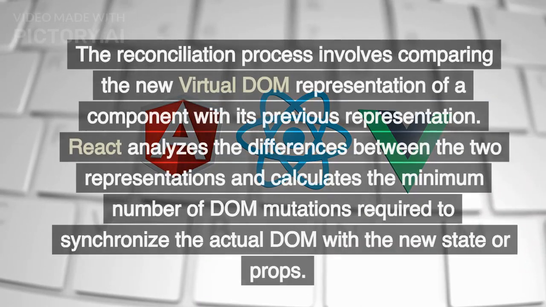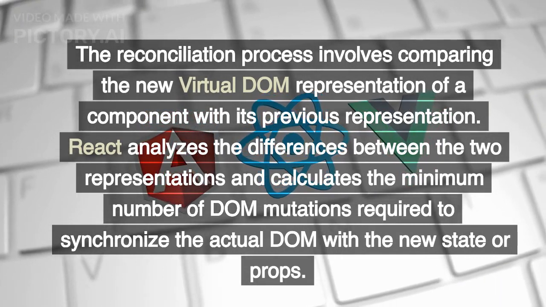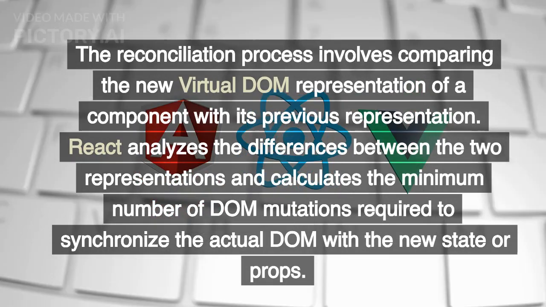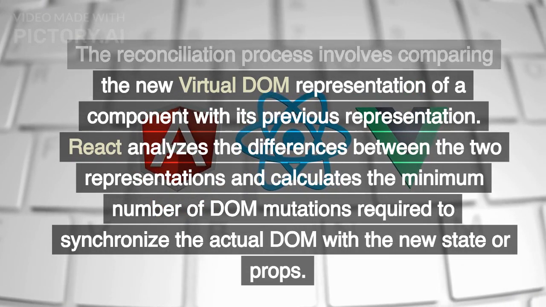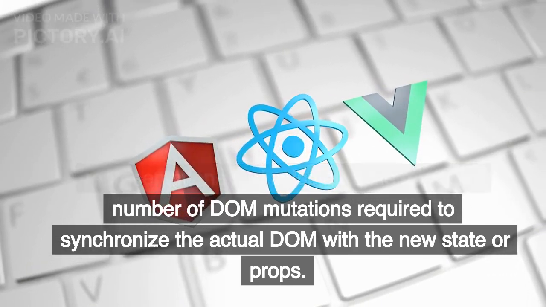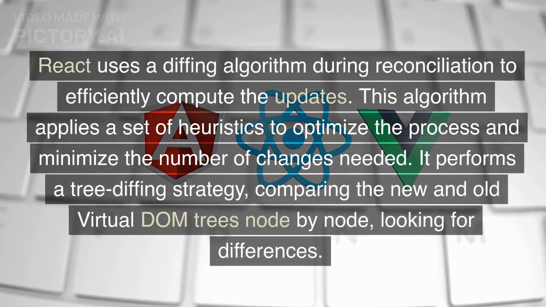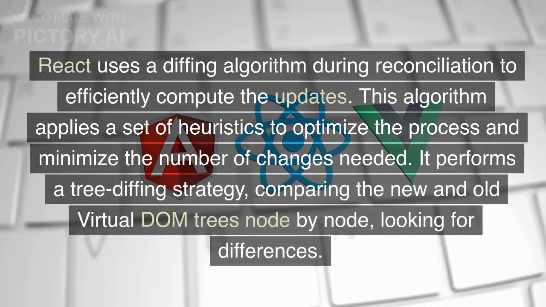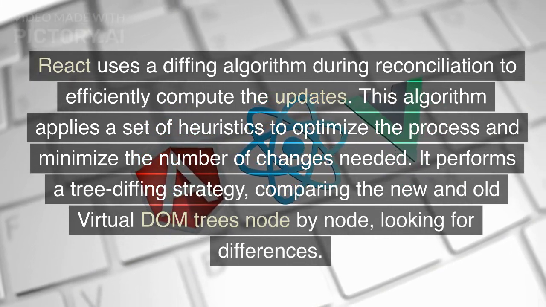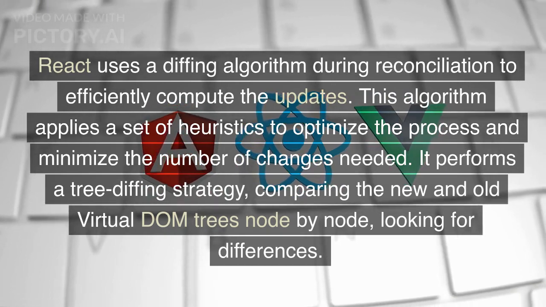Reconciliation. The reconciliation process involves comparing the new virtual DOM representation of a component with its previous representation. React analyzes the differences between the two representations and calculates the minimum number of DOM mutations required to synchronize the actual DOM with the new state or props. React uses a diffing algorithm during reconciliation to efficiently compute the updates. This algorithm applies a set of heuristics to optimize the process and minimize the number of changes needed.